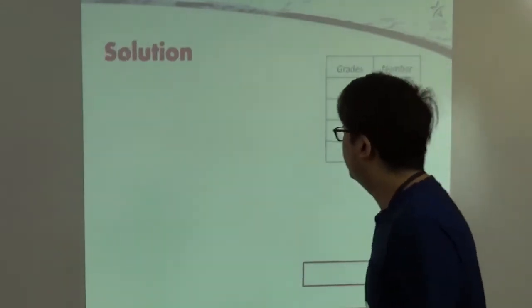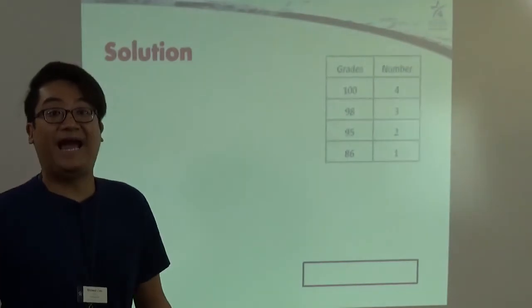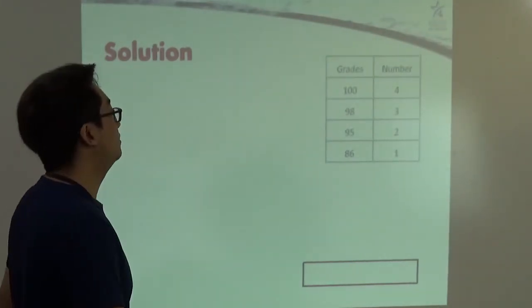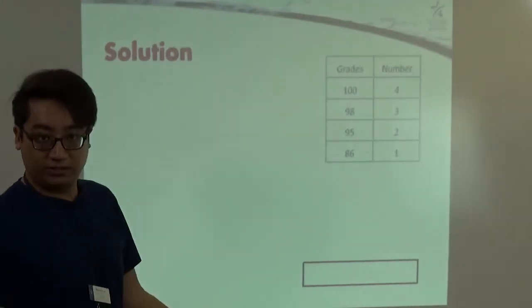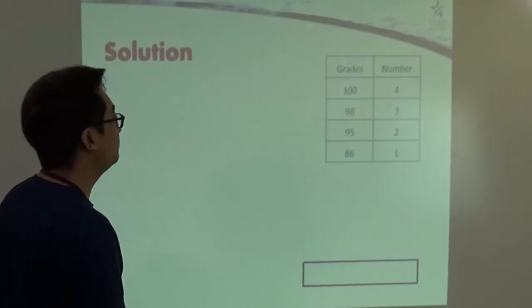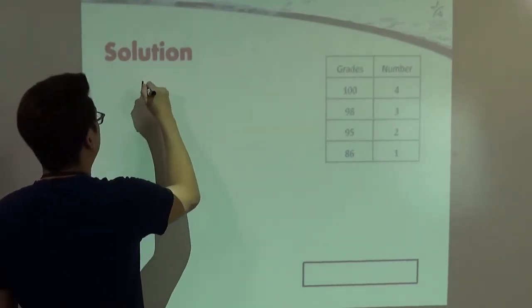When we're talking about mean, we're talking about average, right? To find the average, you add up all the numbers and you divide by however many there are. So the mean of this table.